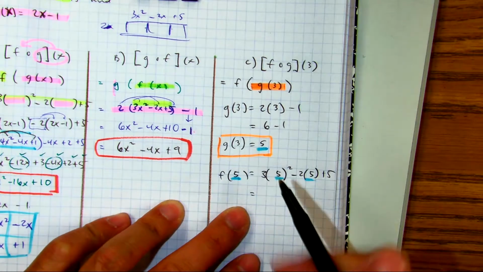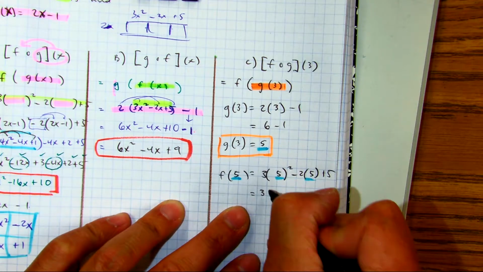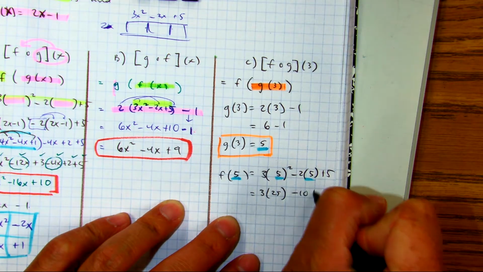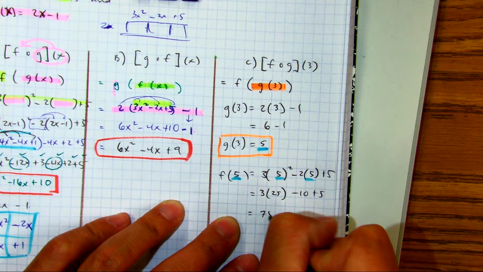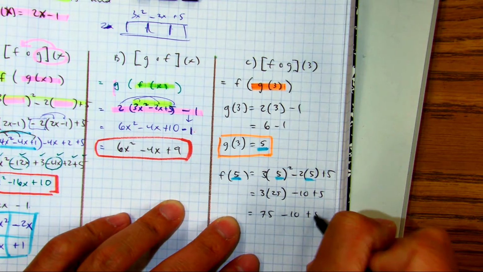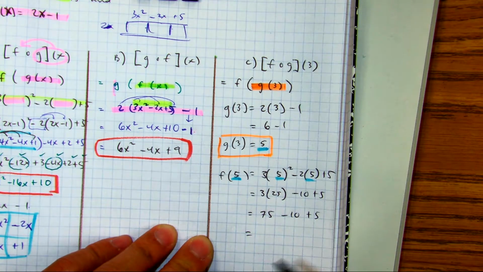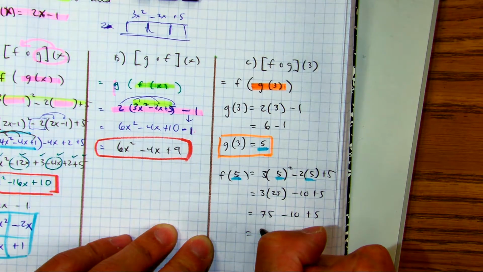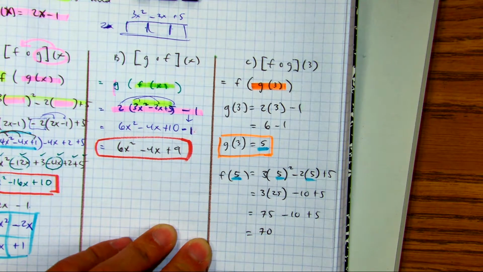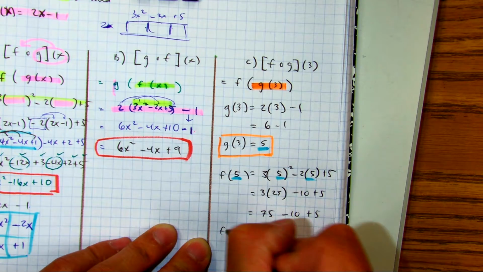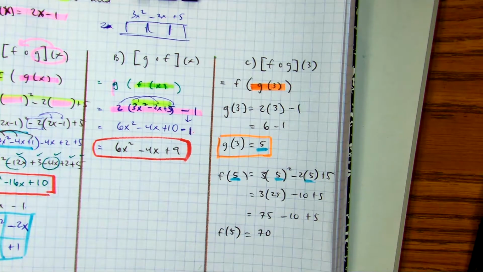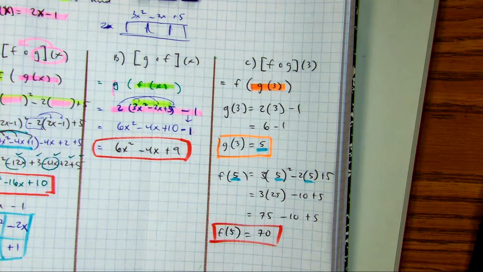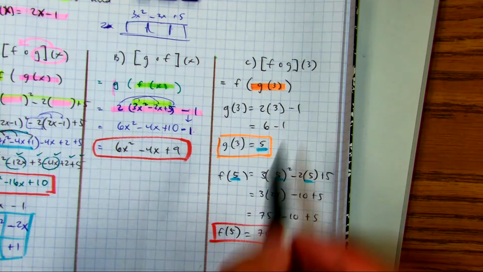Five squared? Negative 2 times 5? 3 times 25, 75. Minus 10 plus 5. 65. 65 plus 5 is 70. So f of 5 is 70. That is our correct answer. Now, that is the first way of evaluating f of g of 3.